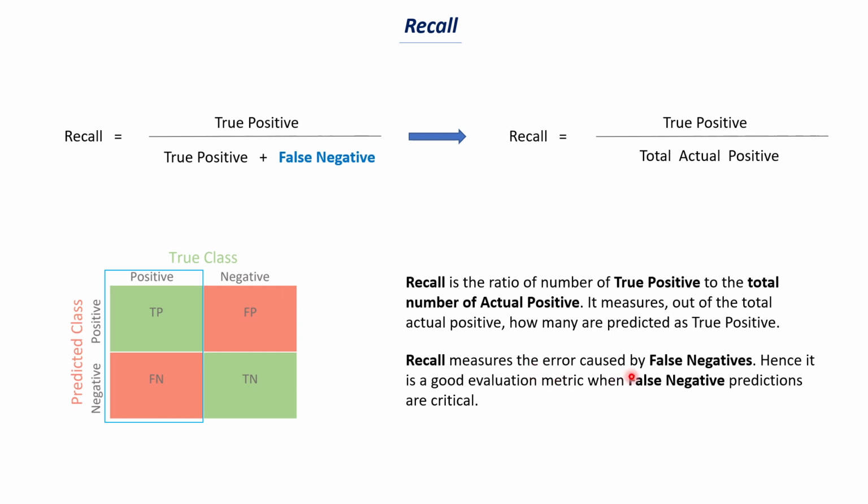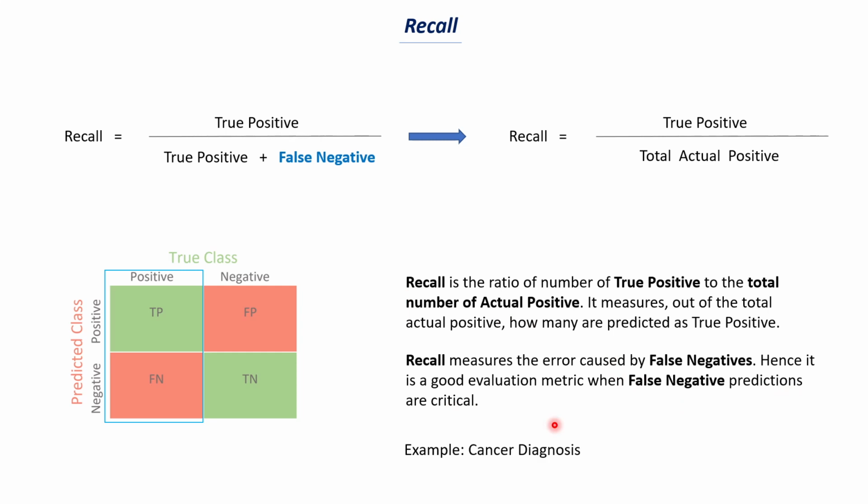Recall measures the error caused by false negatives, and hence it is a good evaluation metric when false negative predictions are critical. There can be business problems and problem statements where you should not have several false negative values, so your model should not predict false negatives. In that case, we focus mainly on recall instead of precision. We need precision as well, but recall will be given high importance. Let's try to understand why, and I'll also give you an example of when false negative predictions are critical.